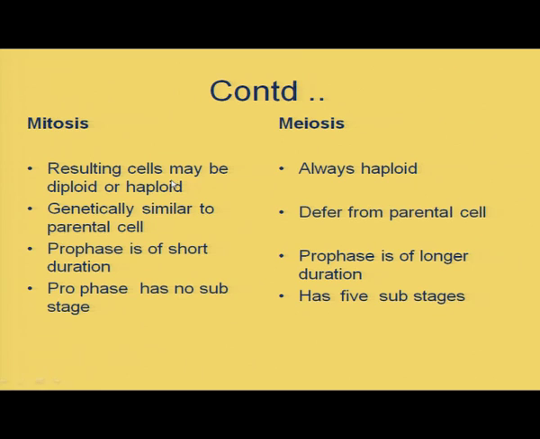Regarding the ploidy of the resulting cells, they may be diploid. If mitosis takes place in a diploid cell, the resulting cells will be diploid, and if it occurs in a haploid cell, then the resulting daughter cells will also be haploid. But in meiosis all the daughter cells will be haploid, and in mitosis the daughter cells will be similar to that of the parental cell, whereas in meiosis they will differ from the parental cell because there is genetic recombination, there is variation.